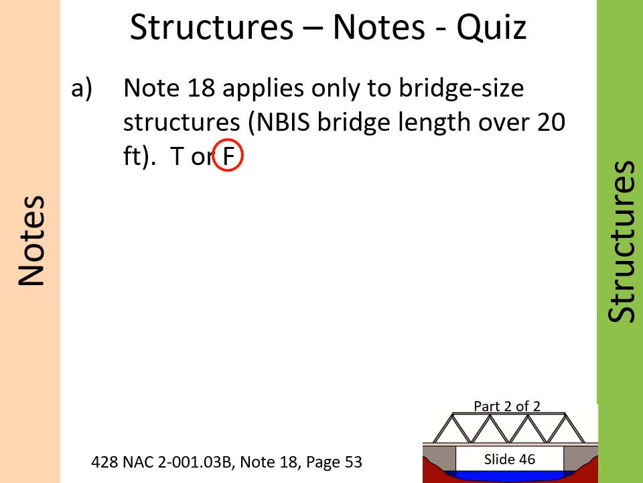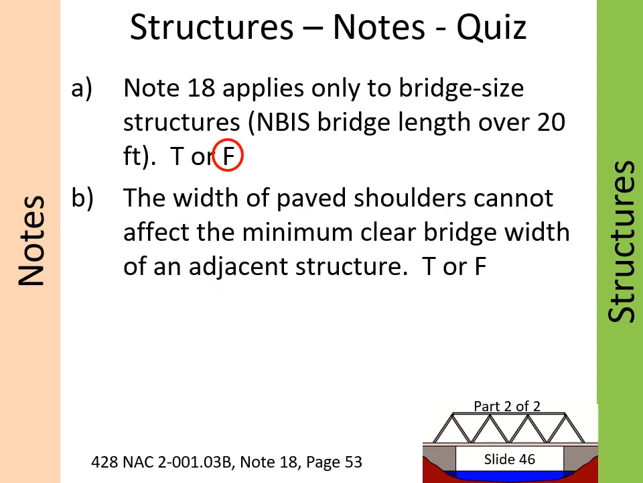Question B. The width of paved shoulders has no effect on the minimum clear bridge width of an adjacent structure. True or false? The answer is false. Note 18 requires checking the sum of the traveled way and paved shoulder widths because if that sum exceeds the width calculated by the applicable formula A through H, or the width in the table, it must be used as the minimum clear bridge width.